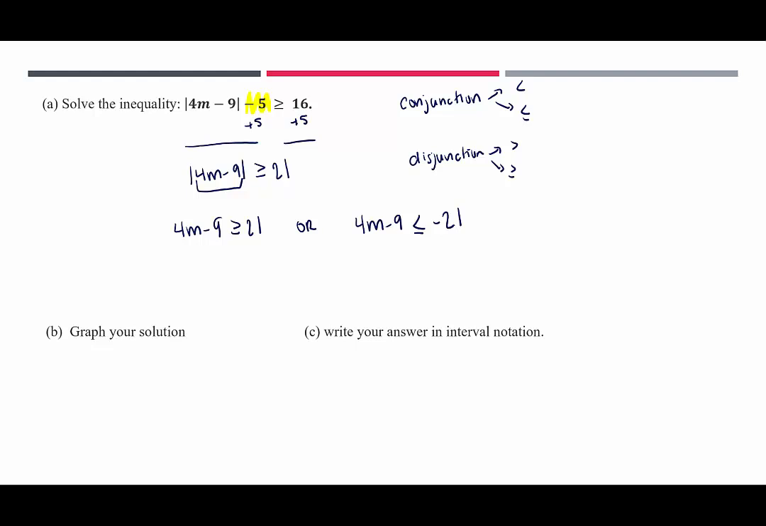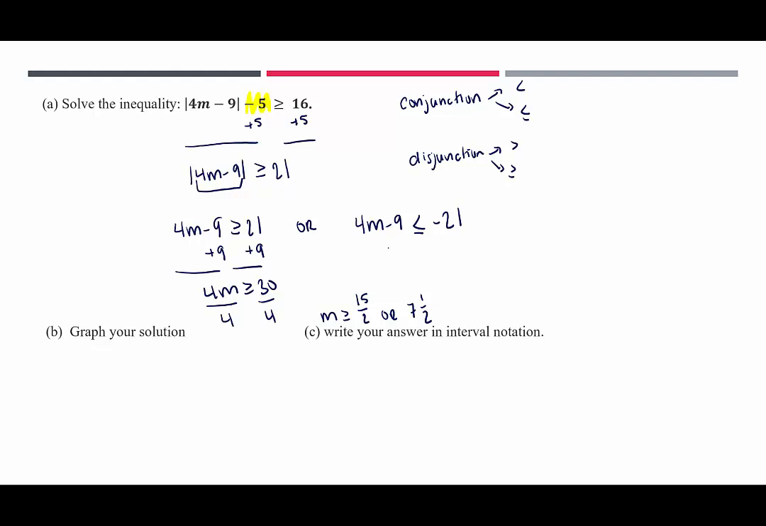From here, we solve each inequality separately. So I'll add 9 to both sides. And I get 4m is greater than or equal to 30. Then I'll divide both sides by 4. 4 doesn't go evenly into 30. So I can just say greater than or equal to, I can divide them both by 2 and get 15 over 2. If you want to, you could rewrite it as 7.5. That might make the graph a little bit easier, but it doesn't matter. You can leave it as 15 over 2. Okay, so the first set of solutions are when the variable is bigger than or equal to 7.5.